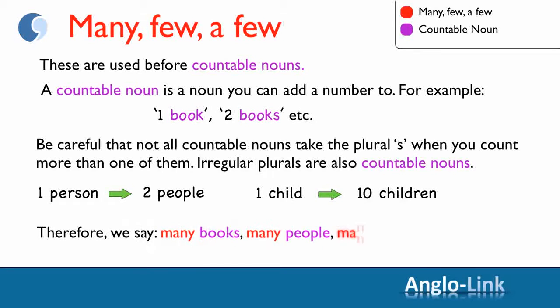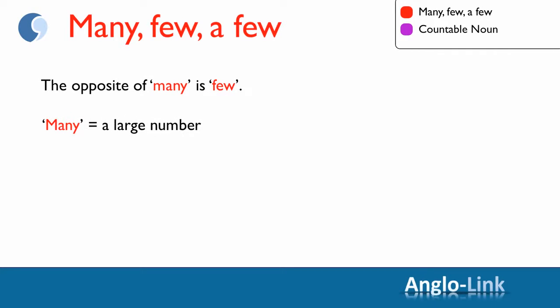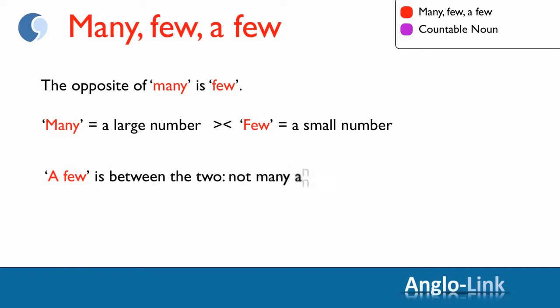Therefore, we use many with words like books, people, and children. The opposite of many is few. So, if many means a large number of something that you can count, then few means a small number of them. And a few is between the two. It means not many and not few. In other words, it means a certain number of something.